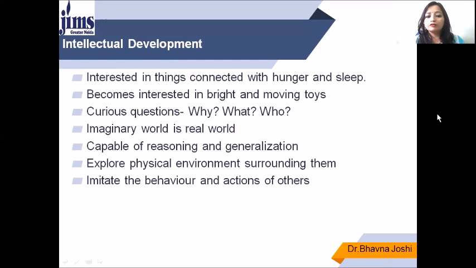Then he explores the physical environment surrounding him. In the same way, he asks questions. He is very curious. He imitates the behavior and actions of others. He tries to copy what you say, the way you do the usual work, the way you walk, the way you talk. The child tries to imitate that at this particular stage.